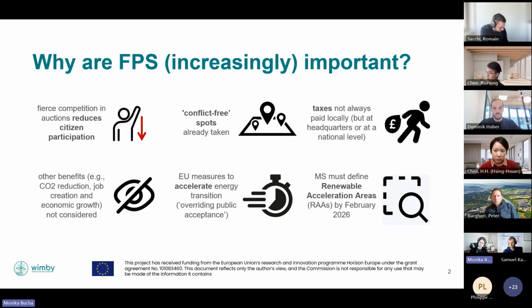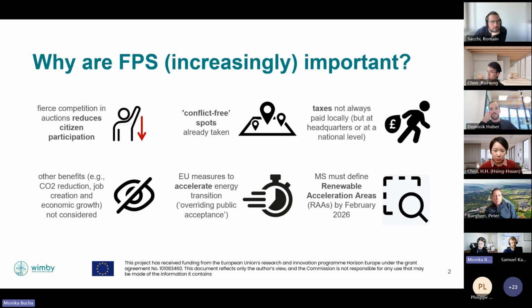Then the best spots or conflict-free spots are already taken, so it's getting more and more difficult to find nice locations. Taxes are not always paid locally, but at the headquarters of the wind park or at the national level. So municipalities and residents might feel like they don't get anything from the cake. Other benefits such as CO2 reduction, job creation, and economic growth are not considered. They seem to be too abstract to be considered by the locals.